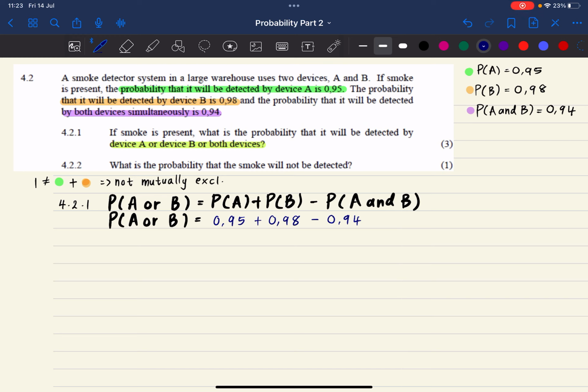This would be equal to 0.95 plus 0.98. So let's say 1.93 minus 0.94. So this would be 0.99.